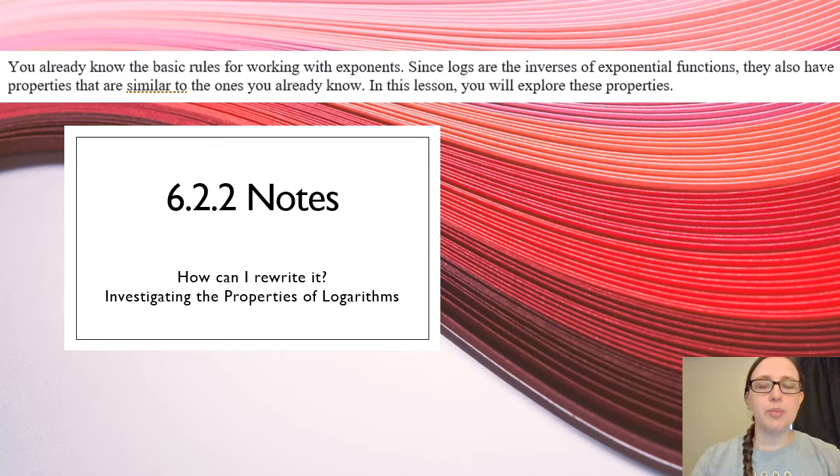This lesson is all about the properties of logs. It goes along a lot with the properties of exponents. So I'll show you that in, I think, the third slide.